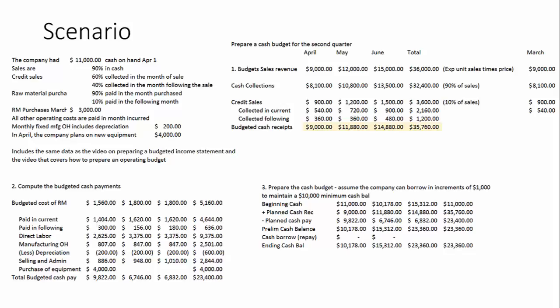$10,178. So let's say that our preliminary cash balance ended up being $8,000. Then we would need to borrow $2,000 from the bank. And so you would enter $2,000 there on cash having been borrowed. And then you just move that ending cash balance to the beginning cash balance of the next month and go through the same thing. Just plug in the numbers. So that is how you calculate a cash budget.